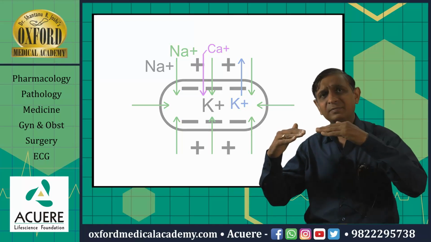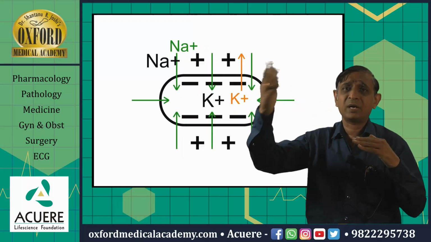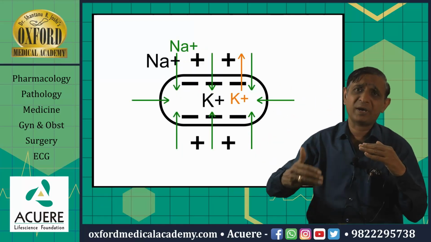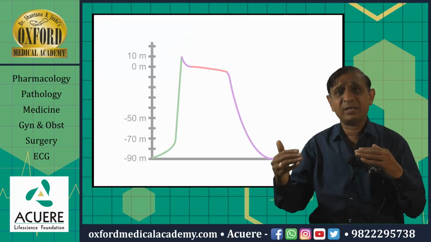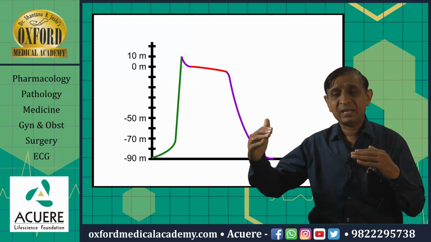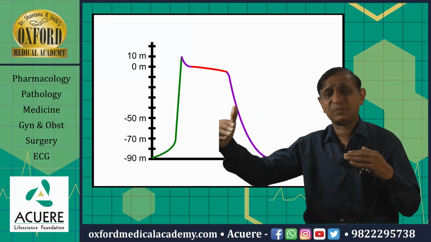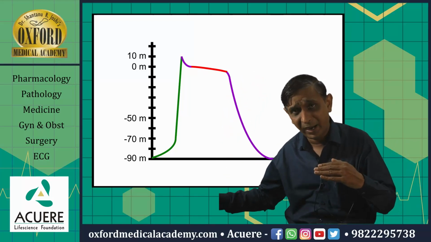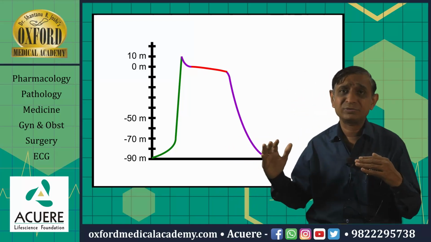But after some time, the calcium channel closes and only potassium is going out. Now, as the potassium is a positive ion and is going out from the cell, naturally the electronegativity of the cell will increase. Now it will become minus 10, minus 20, minus 30, and this process will stop at a point where it will again come down to minus 90 millivolts.